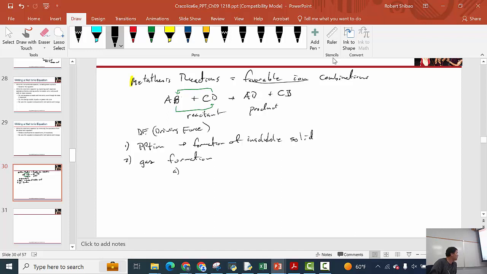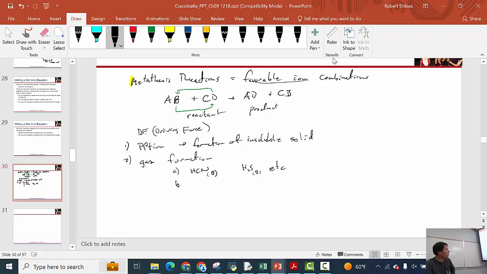In terms of gas formation, some ion combinations will result in gas, like hydrogen ions and cyanide ions. Hydrogen ions and cyanide ions result in hydrogen cyanide gas. Hydrogen ions and sulfide ions will result in hydrogen sulfide gas, etc. So these are gases that form due to the combinations of those ions.